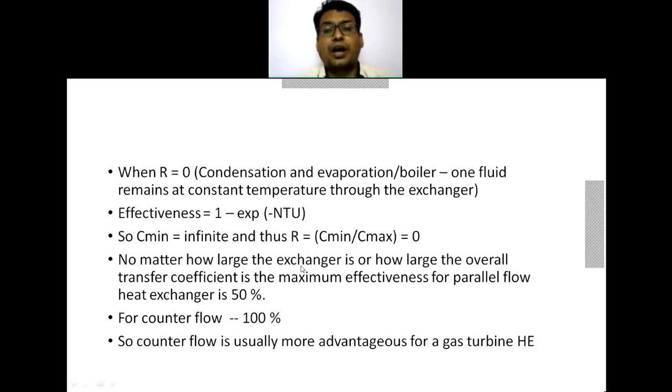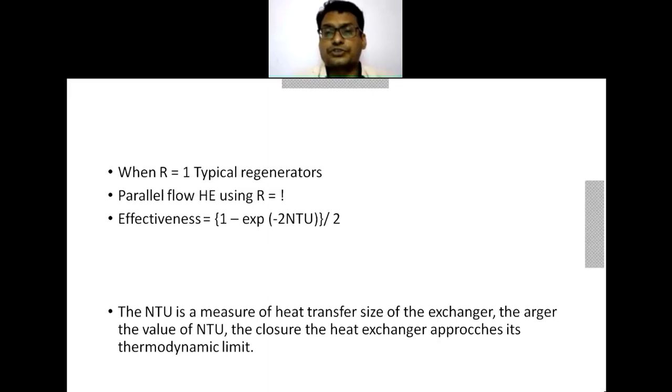No matter how large the exchanger is or how large the overall transfer coefficient is, the maximum effectiveness for the parallel flow heat exchanger is around 50%, and for the counter flow it can attain up to 100%. So counter flow is usually more advantageous for all operations.